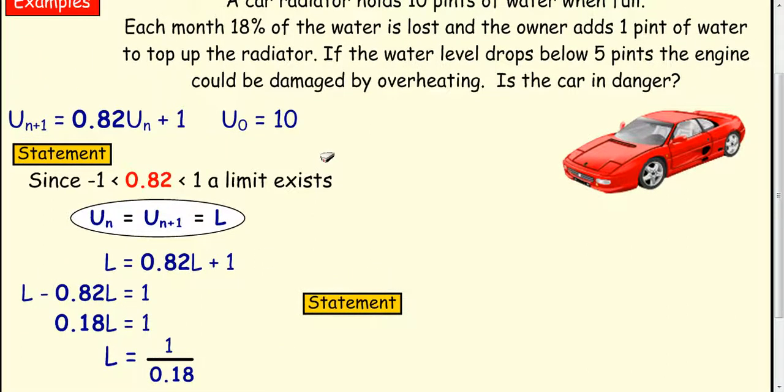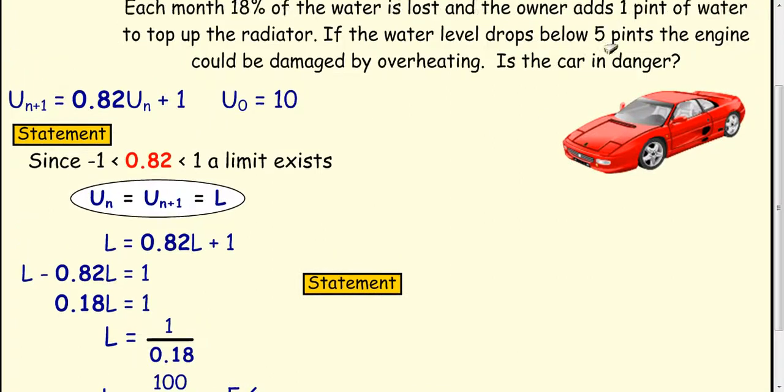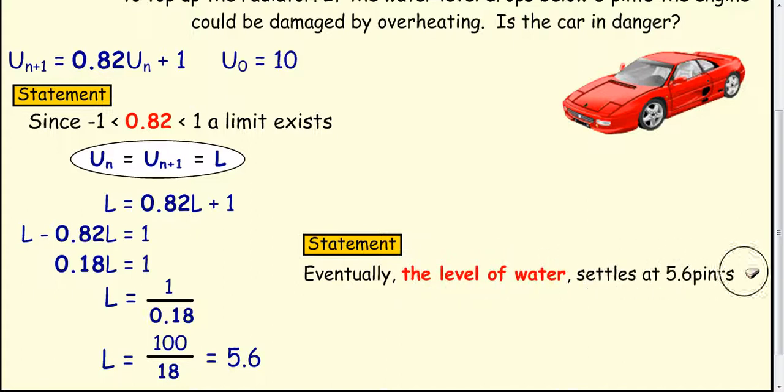Now let's read the question again. If the water level drops below 5 pints, the engine could be damaged by overheating. Is the car in danger? The mistake here is that the limit's 5.6, that's not below 5 pints, it's absolutely fine. Let's make our statement. Eventually the level of the water settles at 5.6 pints. So the same as before, start with eventually, settles at, and then change this bit according to the question.